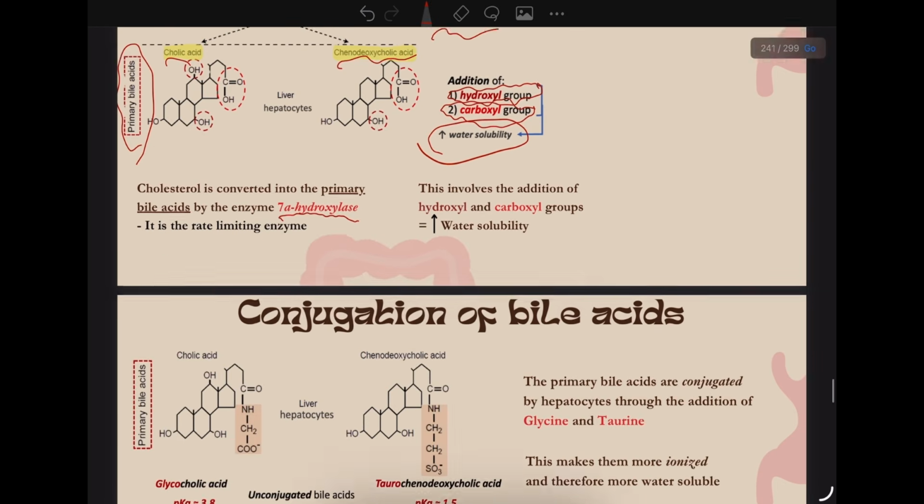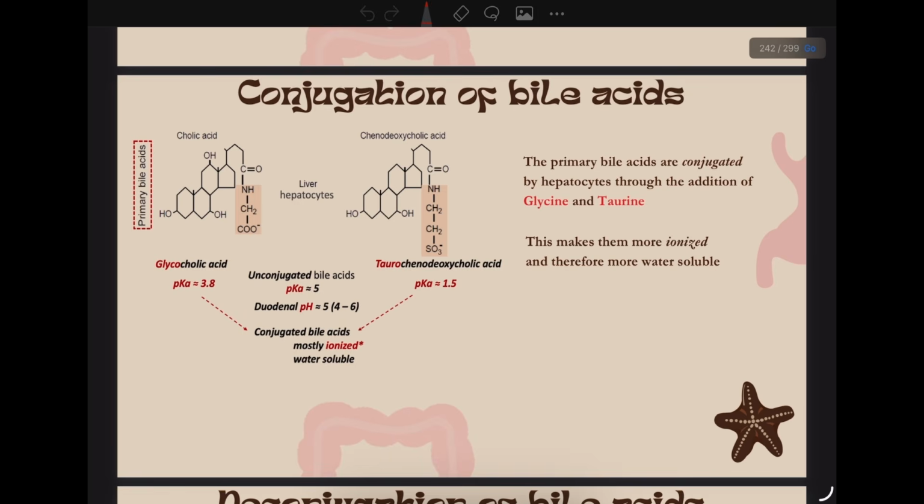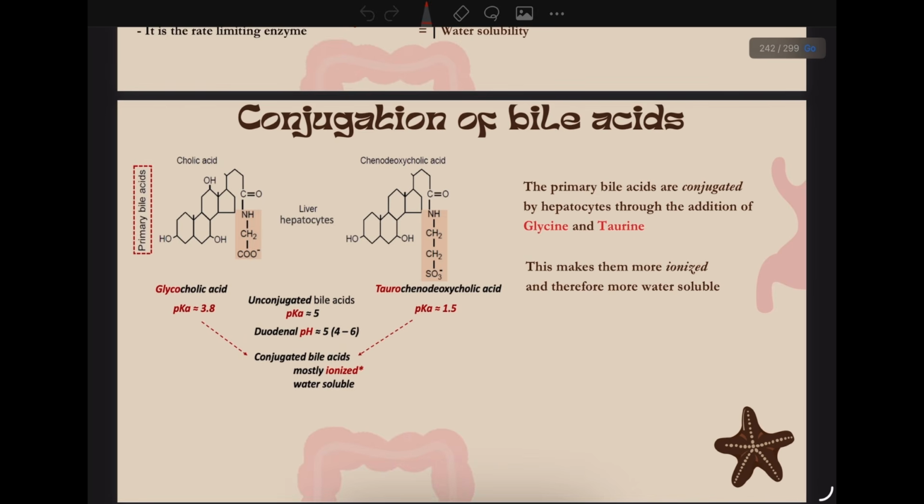Easy. Now, what happens after is the conjugation, as we have said. We are adding something to make it more water soluble. So what will we add? Glycine and taurine, which are amino acids. I know taurine is not a very well known amino acid, not one of the 20 that you know, but it's still one. We are adding glycine and taurine to conjugate the bile acids, and they are still called primary bile acids, but they are conjugated. The name is easy: you add taurine to chenodeoxycholic acid, so it becomes taurochenodeoxycholic acid. You add glycine to cholic acid, it becomes glycocholic acid. It's easy. And as we said, it becomes more water soluble.